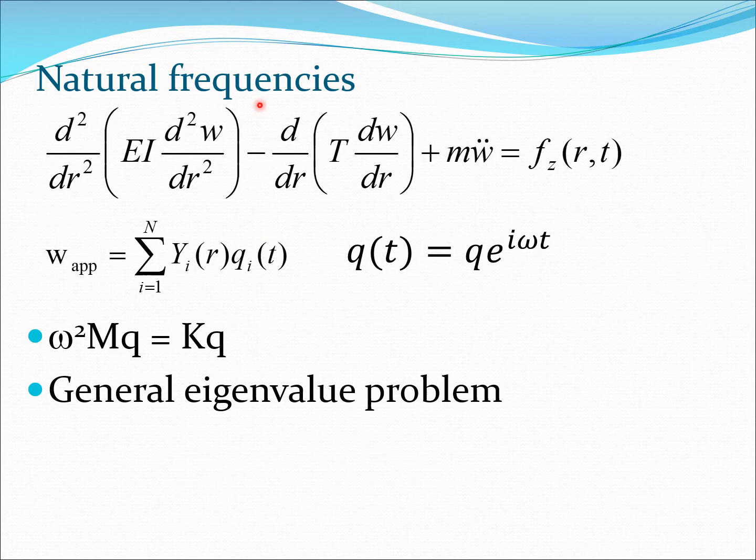So what have we done? We started with the PDE, we presumed a solution, sum over i is 1 to n of basis function into qi, and now we are going to also assume simple harmonic motion. So we assume q(t) can be written in this form, and then essentially the matrix differential equation becomes a simple eigenvalue problem, or what is more commonly known as a general eigenvalue problem. So most solvers will give you a solution of this problem.